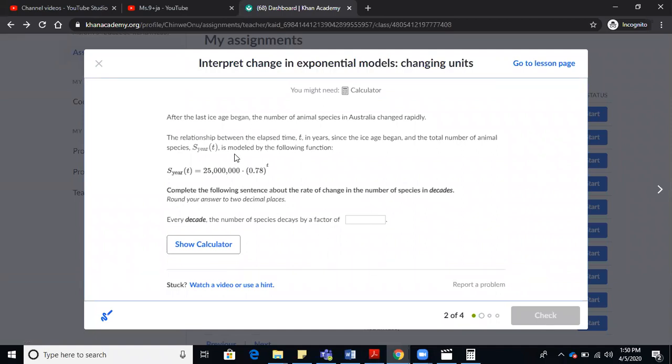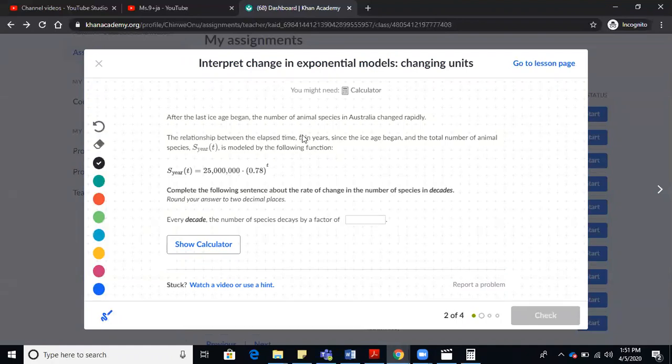So yeah, we have that the relationship between the elapsed time in T years since the Ice Age began and the total number of animal species S of T is modeled by the following function. So here it's telling me that my function is changing every T years. So my function is given in years. And it has 25 million times 0.78 to the T. And it wants me to change it to find out what my factor will be for every decade. So notice that my factor is 0.78 for every 1 year.